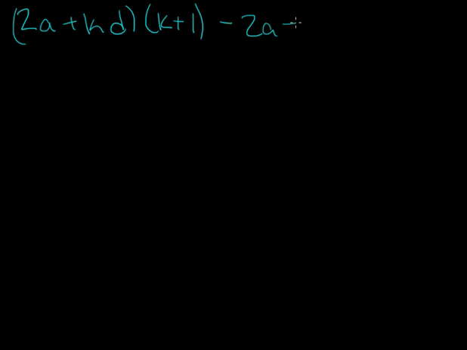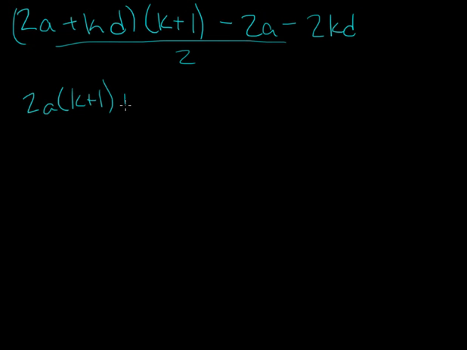So let's rewrite that on the new slide. 2a plus kd times k plus 1 minus 2a minus 2kd all over 2. Let's distribute the k plus 1 now to get 2a times k plus 1 plus kd times k plus 1 minus 2a minus 2kd, all times 1/2.